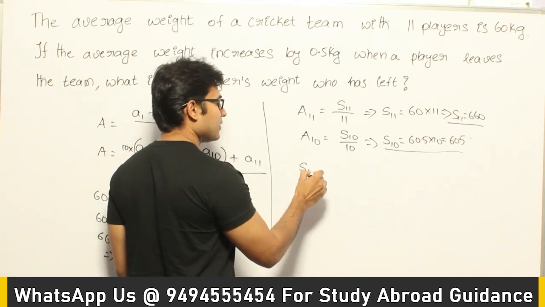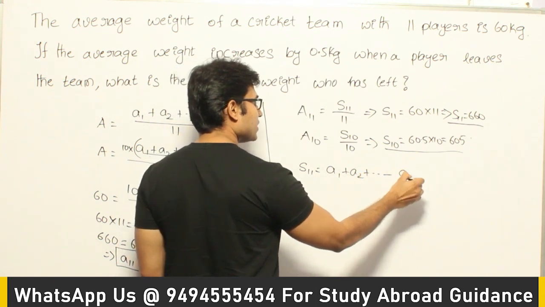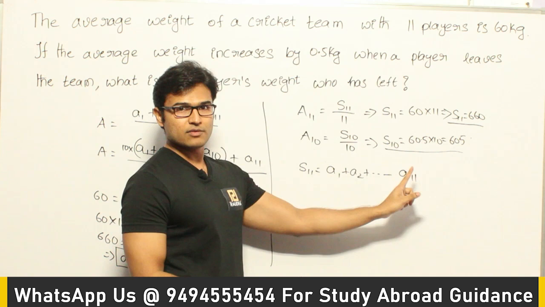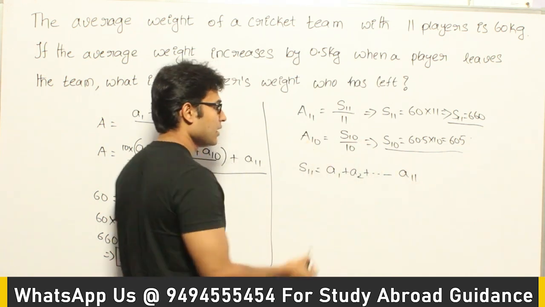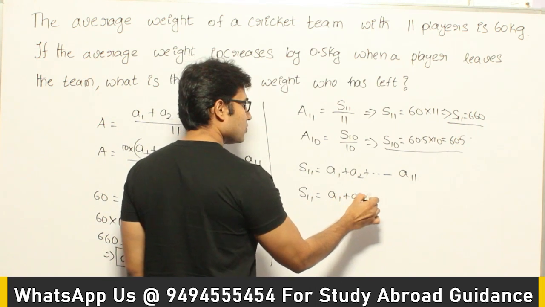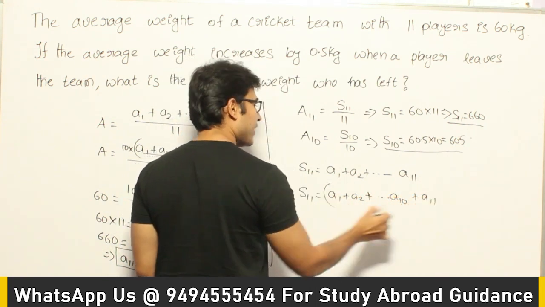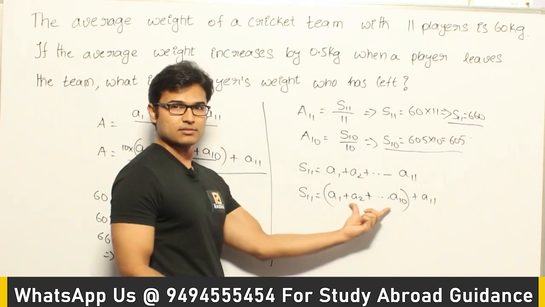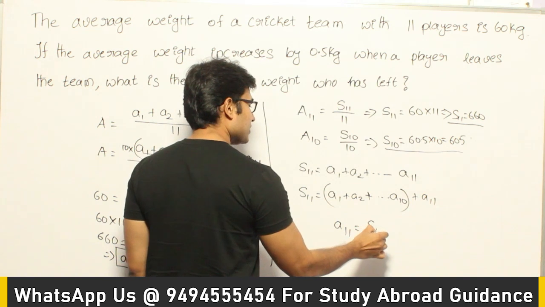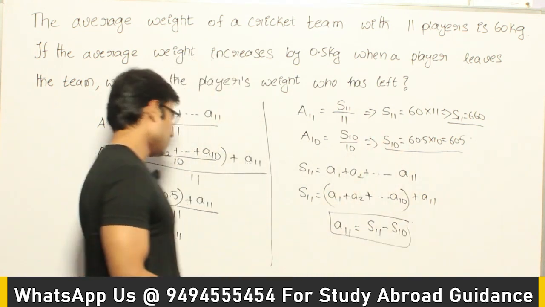So how did I get this? S11 is nothing but A1 plus A2 plus so on plus A11, if we assume the A's all represent the weights of each player. Now it could have been written as S11 equal to A1 plus A2 plus so on plus A10 plus A11. Now this first part is S10. So A11 will be equal to S11 minus S10, which is nothing but 55 kgs.